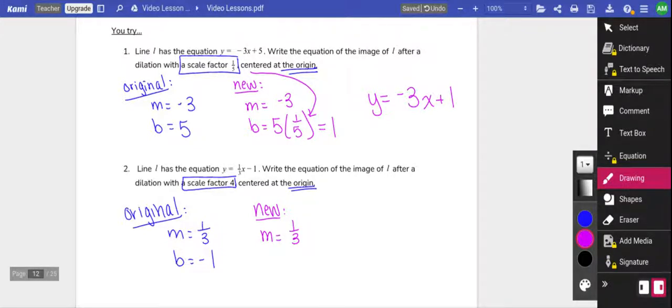For our new line, our slope is the same. Our slope is always going to be the same, guys. But our y-intercept, instead of at -1, we're going to multiply it by the scale factor 4 to give us -4. So our equation is y equals 1/3 x minus 4.